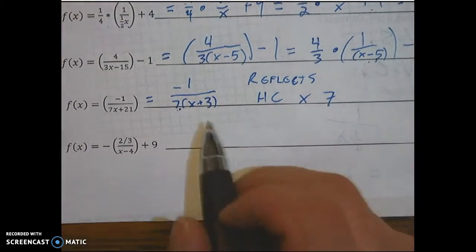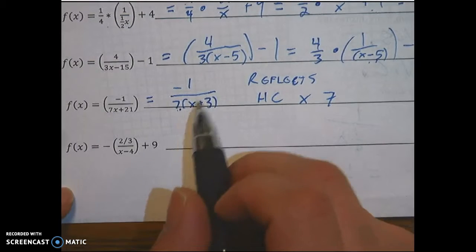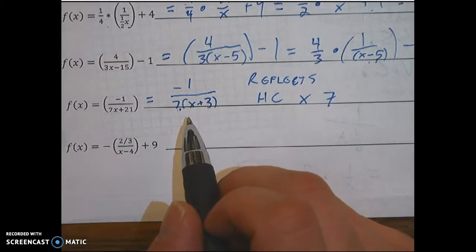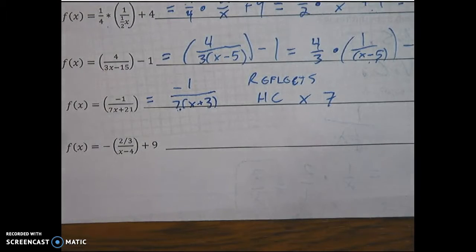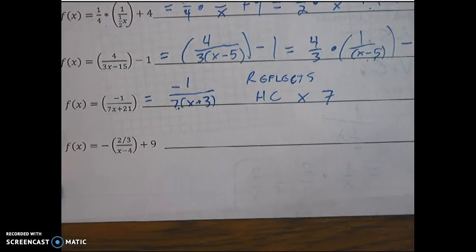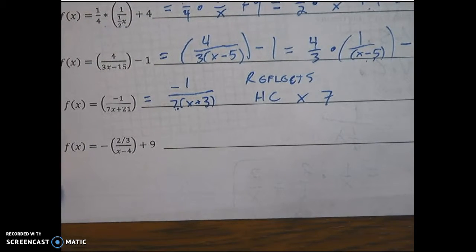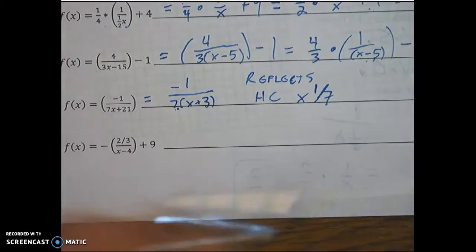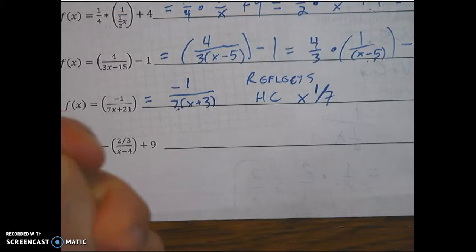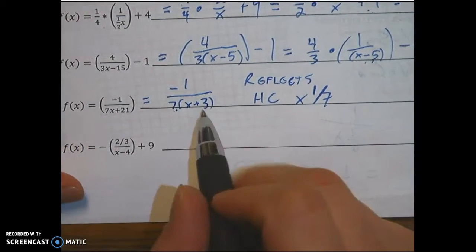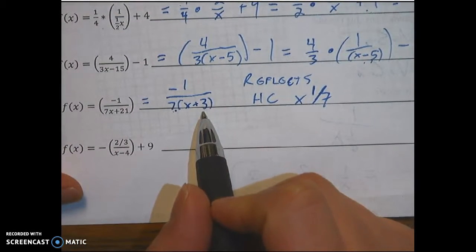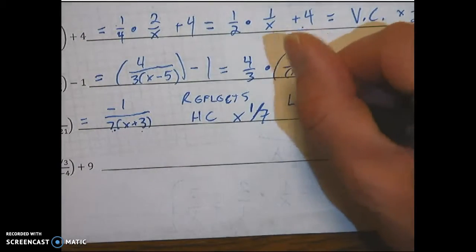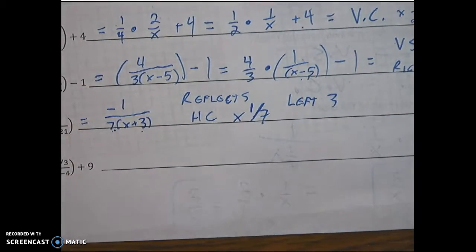You could equally as well write that as a vertical stretch by a factor of 1 over 7. Same thing. Now, I'm sorry, this is 1 over 7. And the last thing is plus 3. That makes it go left 3.